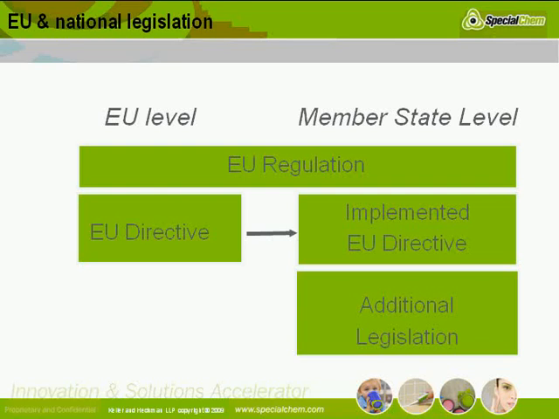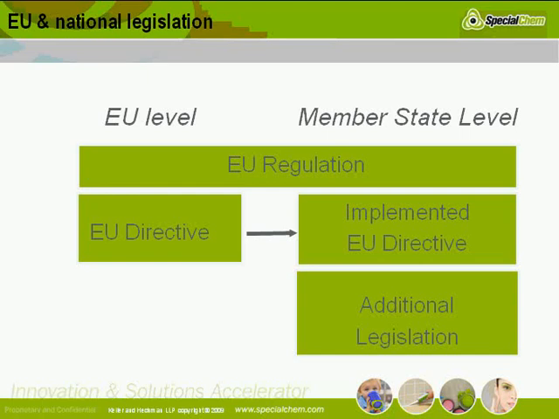Legislation can be made at two levels in Europe. It could be made in Brussels at the EU level, or it could be made in the individual member states. The EU can issue regulations and directives. The regulation is when it's published, it's effective immediately. So it applies directly in all the 27 member states.